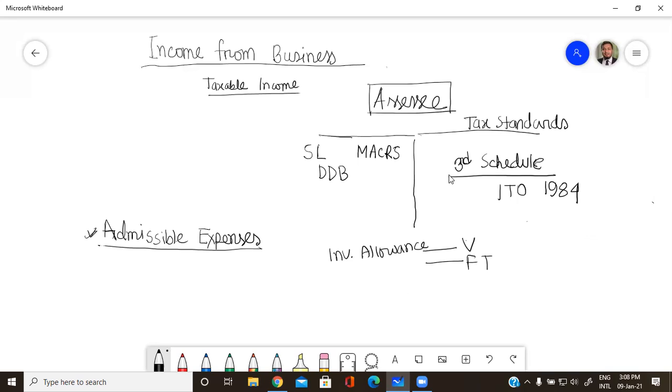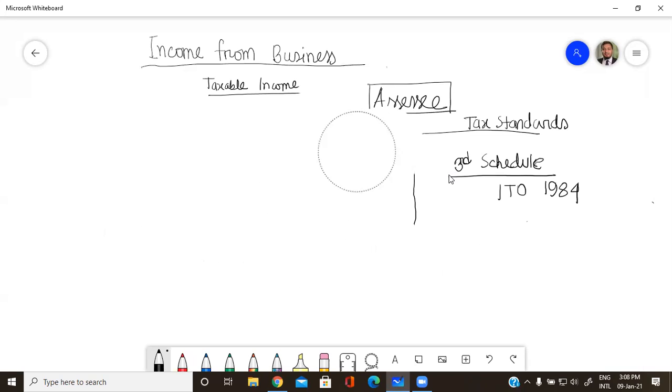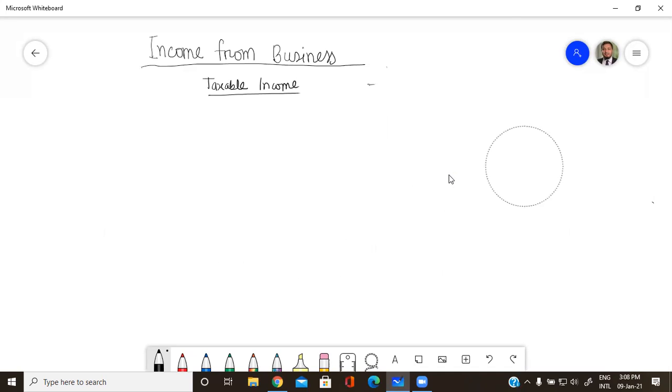So how much investment allowance will you get for buying a fishing trawler or buying a passenger vessel? How much expense can you show in the name of investment allowance? 20%. So let's continue our discussion on admissible expenses.